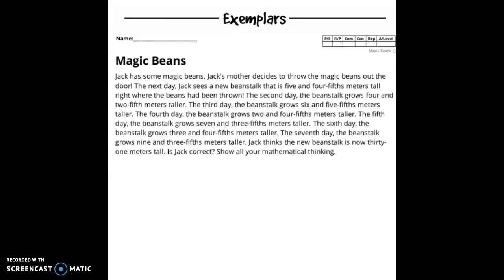Hi boys and girls, today you'll be doing this Meet Magic Beans page for problem solving. I will read the story to you, and the story that you will see on your paper is the same. The only thing that's different on your paper is that I've changed up some of the fractions so it's a little more challenging and you don't have all common denominators.